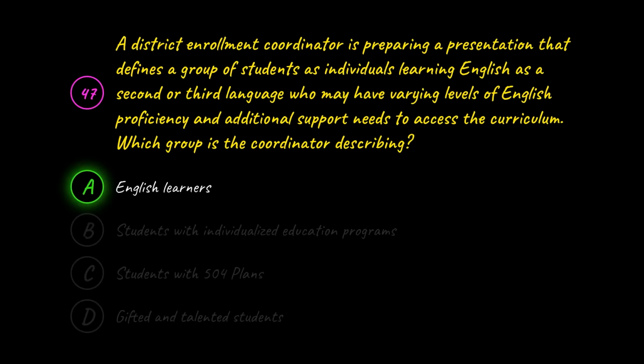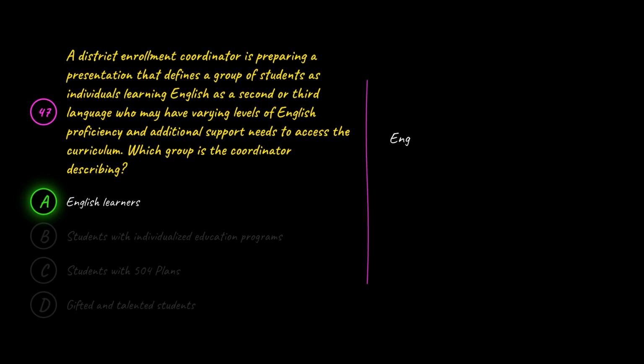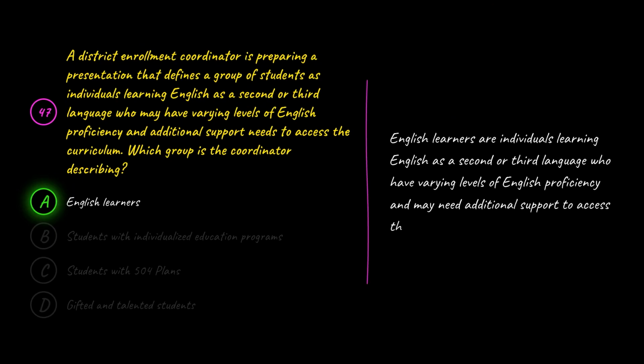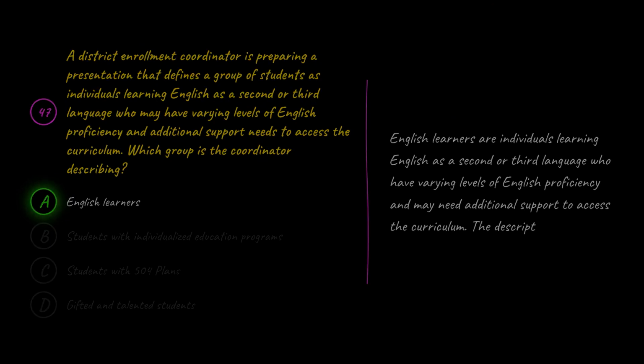The correct answer is A. English learners. A is correct because English learners are individuals learning English as a second or third language who have varying levels of English proficiency and may need additional support to access the curriculum. The description matches the term directly.